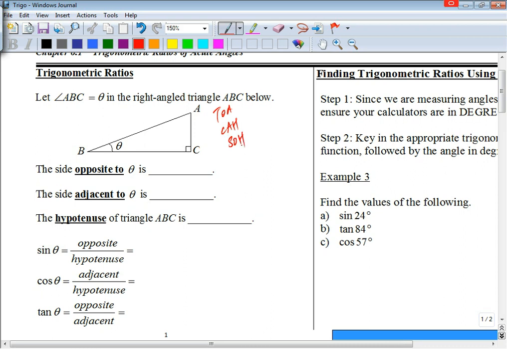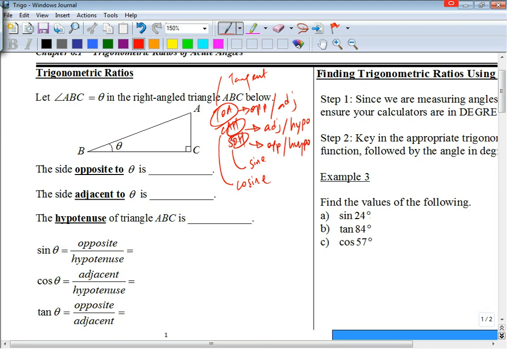Torcaso. So tangent, you know that T is for tangent, right? Then you know that C is for cosine and S is for sine. What is this OA, AH, O and H? Okay, opposite over adjacent, then this AH, adjacent over hypotenuse, and OH, what is that? Opposite over hypotenuse. Okay, this is what we know so far.